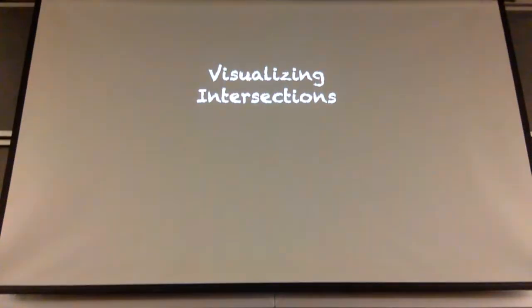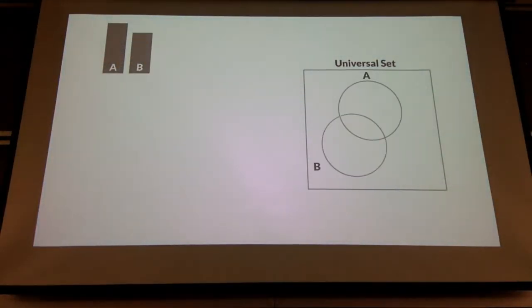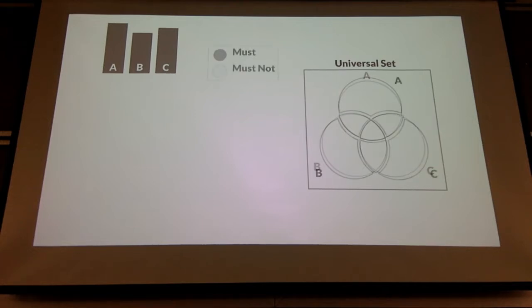So let me introduce it from the bottom up. The basic idea here is that instead of representing the sets as circles or any shapes, we represent them as columns, like A, B, and C. And the bars here show you how big those sets actually are in the first place. And then we have a simple encoding here, like must and must not for the matrix.